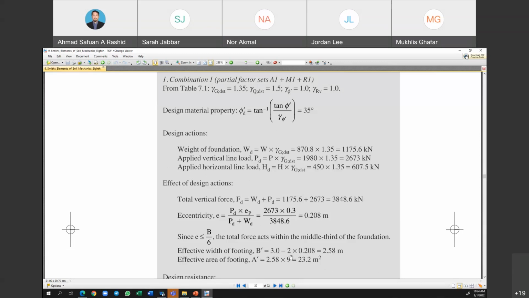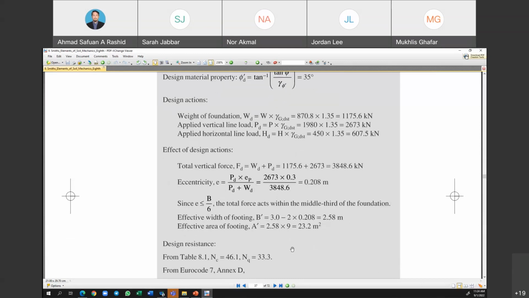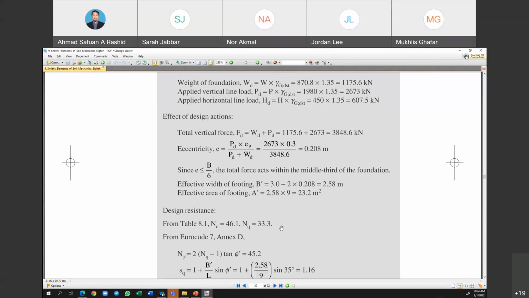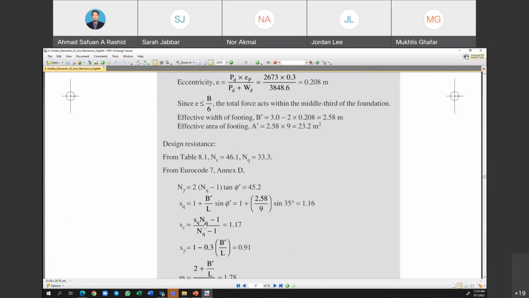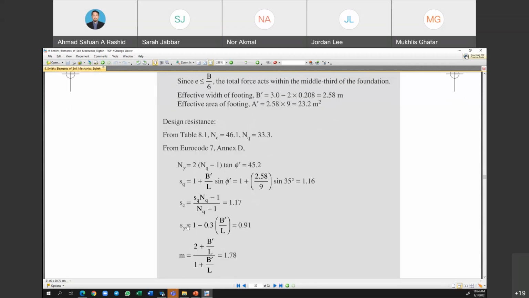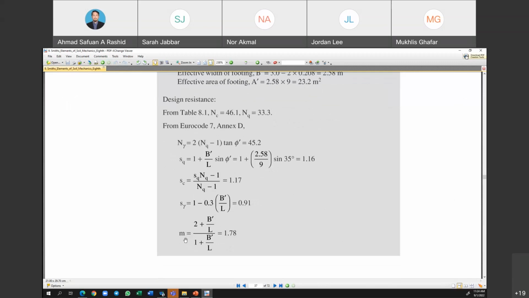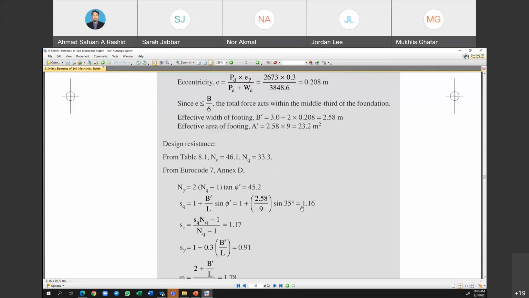Because the eccentricity only happens in one direction, the new area will become 2.58 times 9, which is 23.2. Then from the table, this is the new NC, and we obtain NC and NQ. Then we get the N gamma, SQ, SC, and S gamma. From here we get the value for the M to be included in the NI.